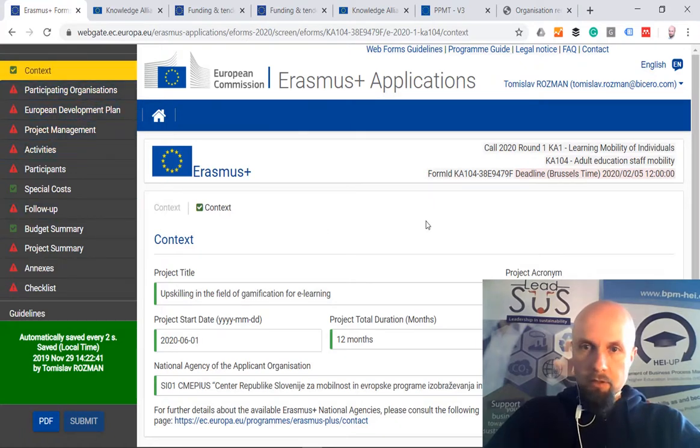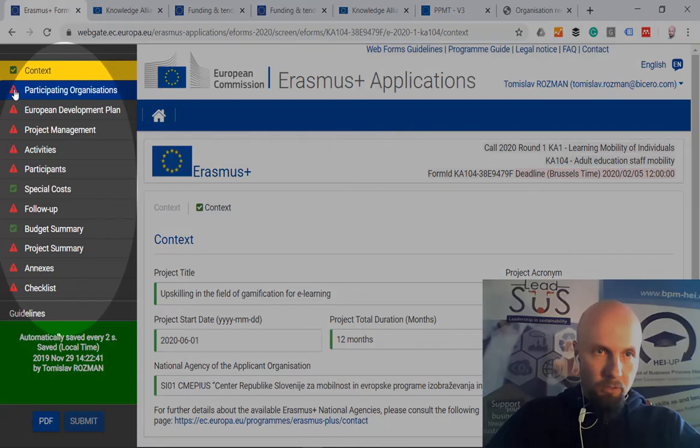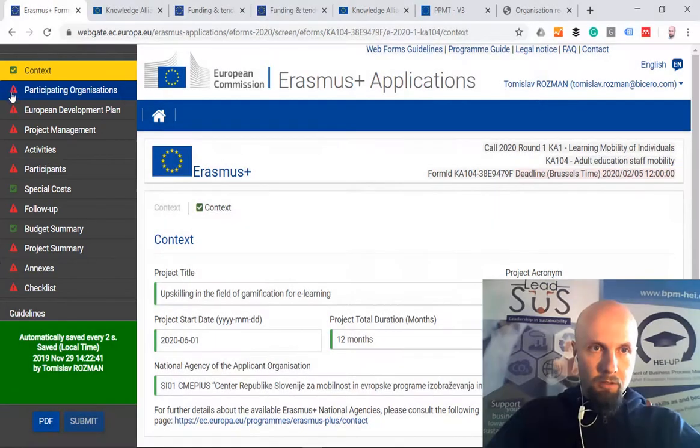So I'm already in the application form. On the left side there are headings which I have to fill in. The red exclamation marks are marked there where I didn't fill the required fields already, and the green ones are already filled in.